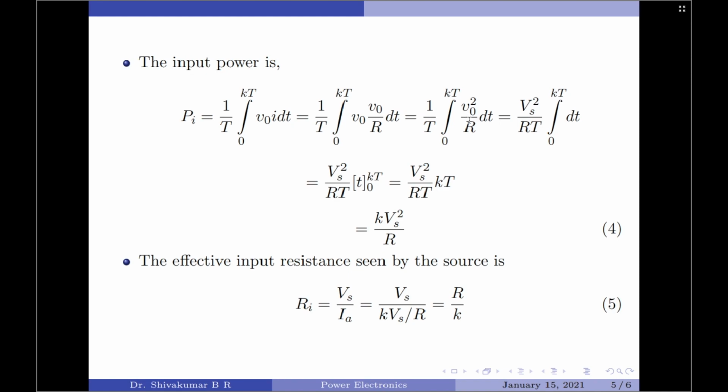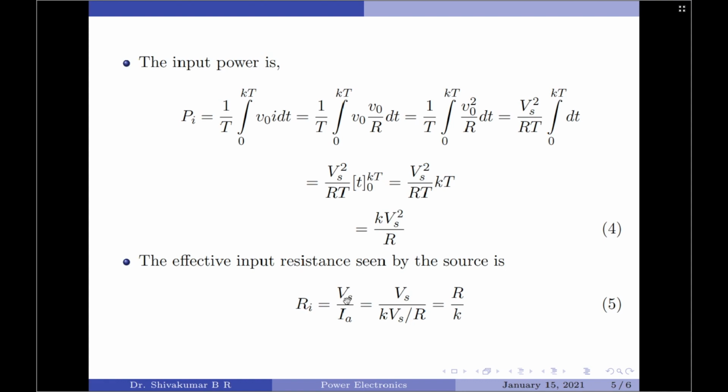Now, since Vs and R are constants, I am going to take them out of the integral to get Vs square divided by RT, and the integral will be applied only on dt. Now, the integral of dt is nothing but t, and the limits are 0 and Kt, and when I apply the limits, I will obtain Kt. So, here I am going to eliminate T in the numerator and denominator to obtain an expression for the input power as K Vs square divided by R, where K is the duty cycle as previously discussed.